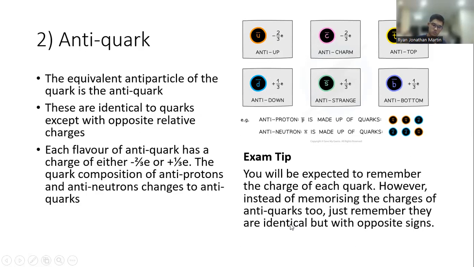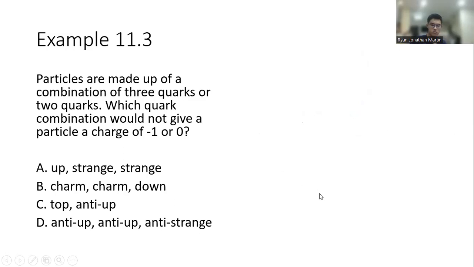You'll be expected to remember the charge of each quark. However, instead of memorizing the charges of anti-quarks, just remember they are identical but opposite in sign to the quark, that's all. So memorize the quarks enough. Okay, how about this one? What's the answer?